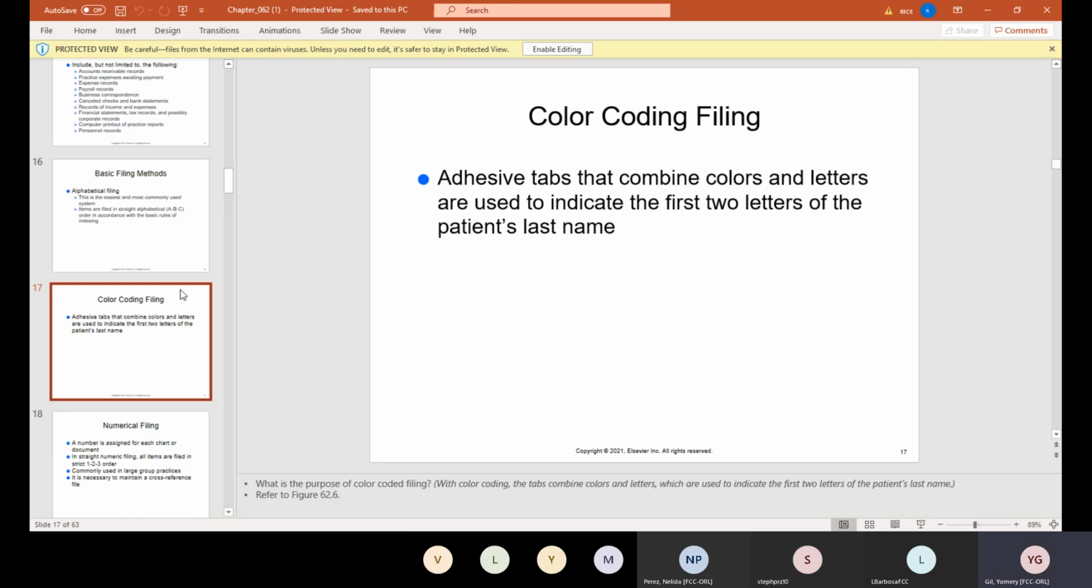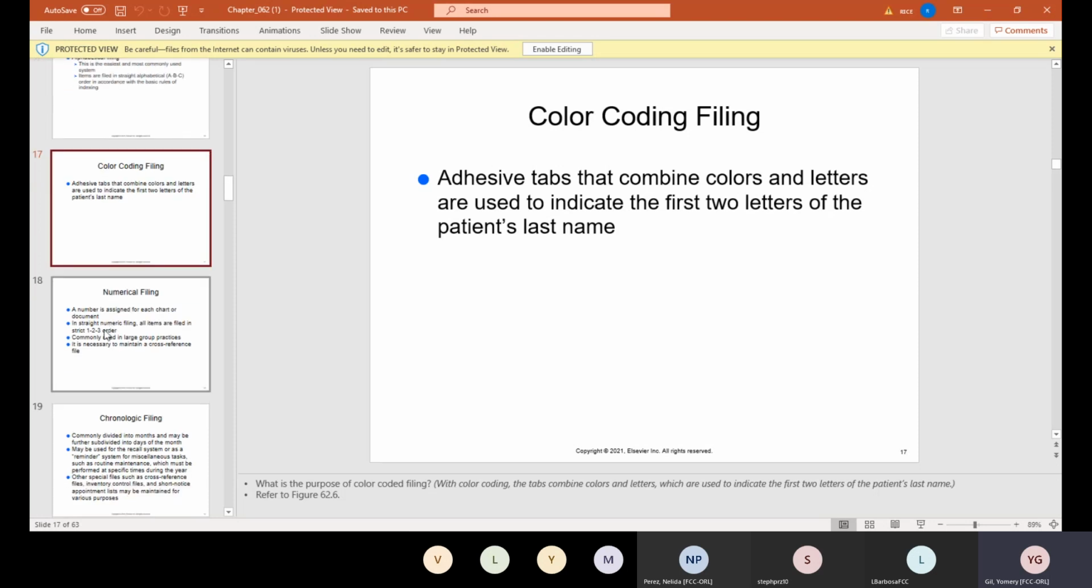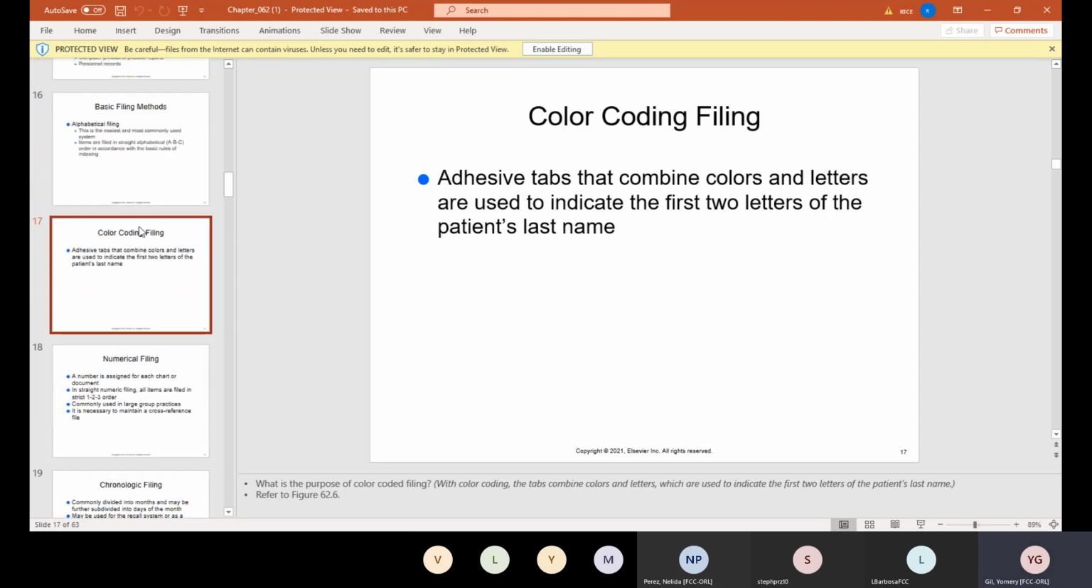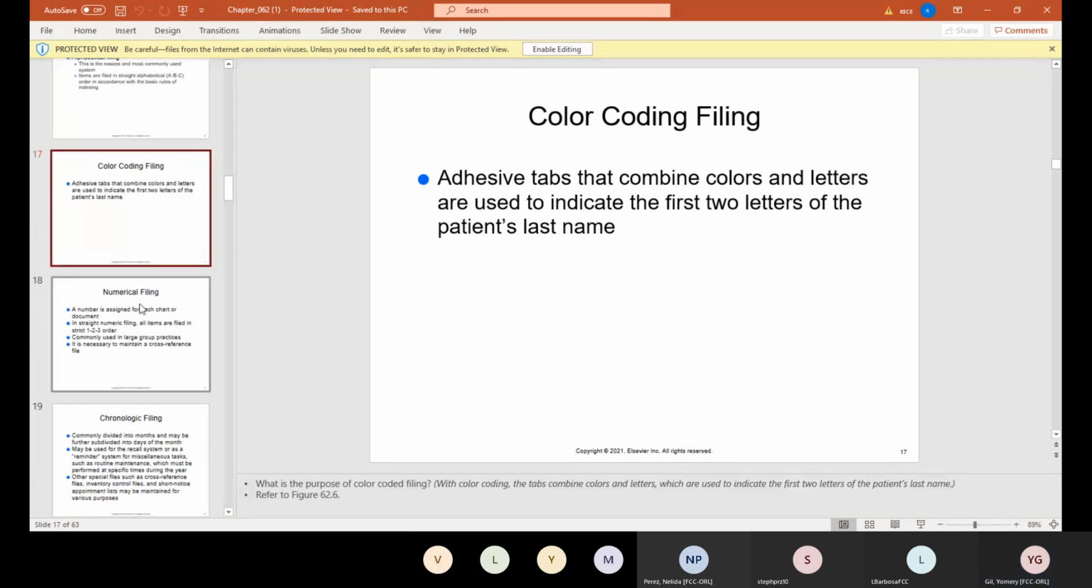So there's color coding filing, which uses adhesive tabs that combine colors and letters to indicate the first two letters of the patient's last name. I've never come across this before. I've worked where there was, like I said, alphabetical filing and numerical filing.